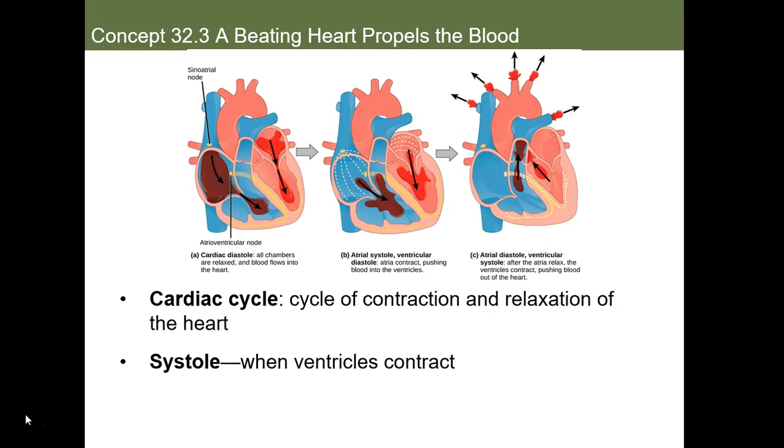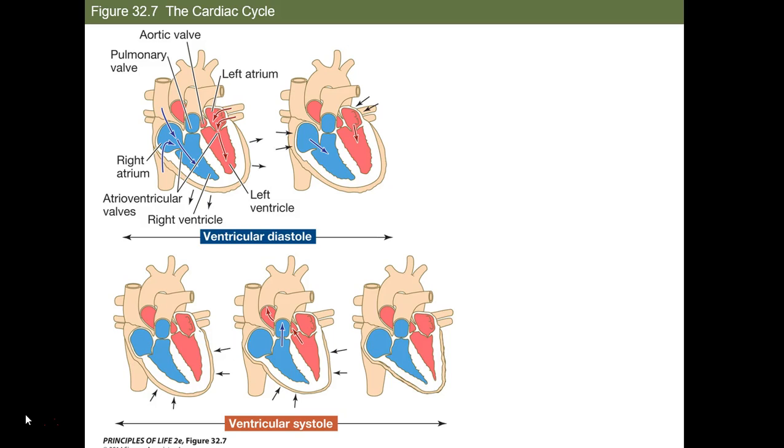Flow of blood is reliant on the cardiac cycle. The cardiac cycle is a cycle of contraction and relaxation of the heart. Systole is when ventricles contract, and diastole is when the ventricles are dilated or relaxed. As the ventricles relax, blood flows into the chambers. As the ventricles contract, it pushes blood out of the chambers to tissues throughout the body.